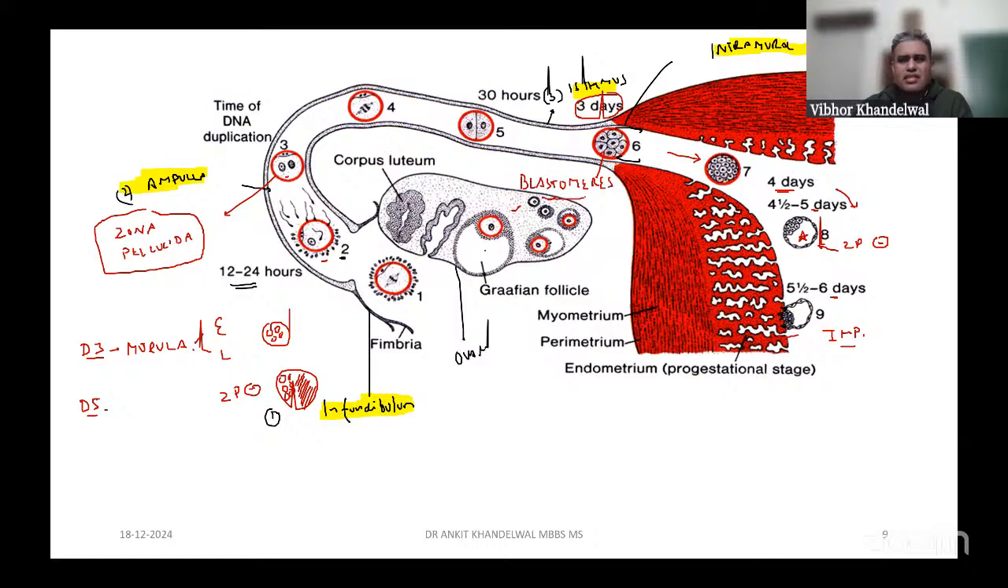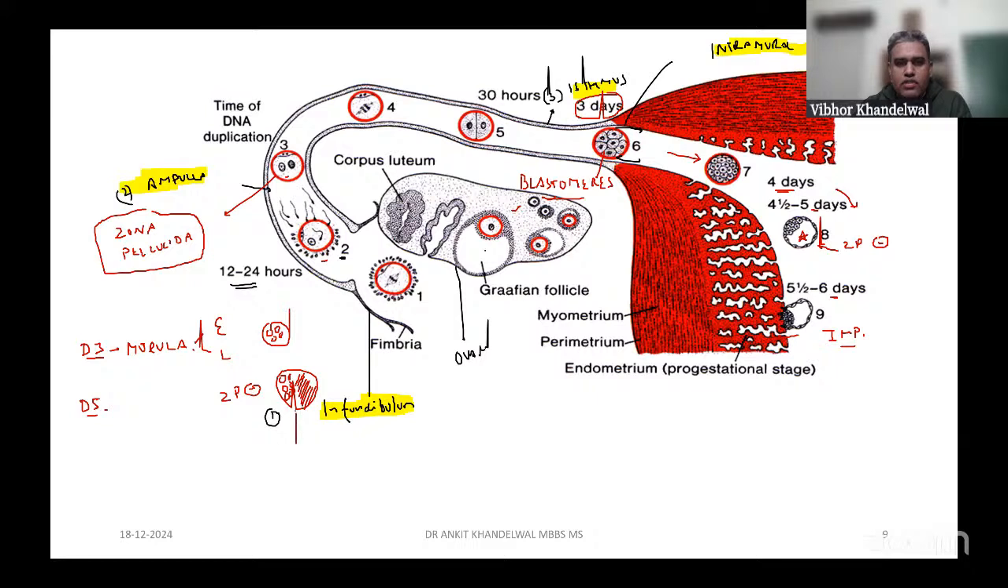Okay, dividing cells, blastomeres. Now listen very carefully. As soon as this group of blastomeres, which is around the 24-48 cell stage, reaches the uterine wall, there are two things which occur. What are those two things?